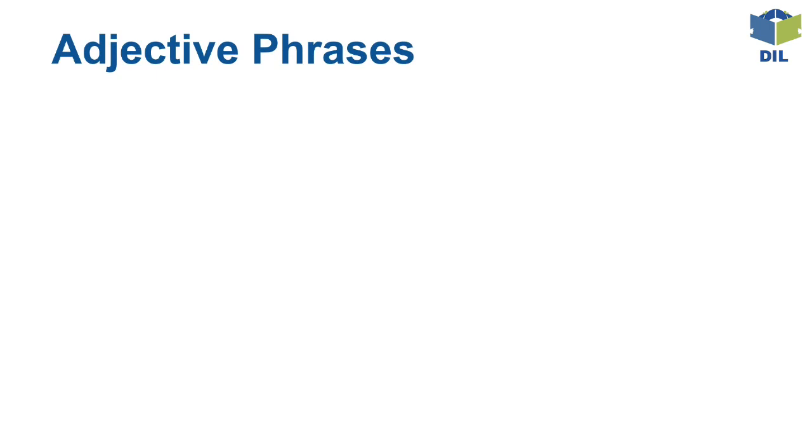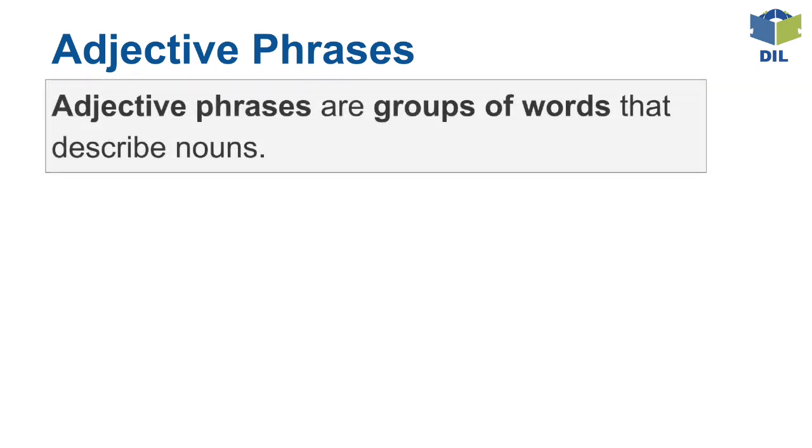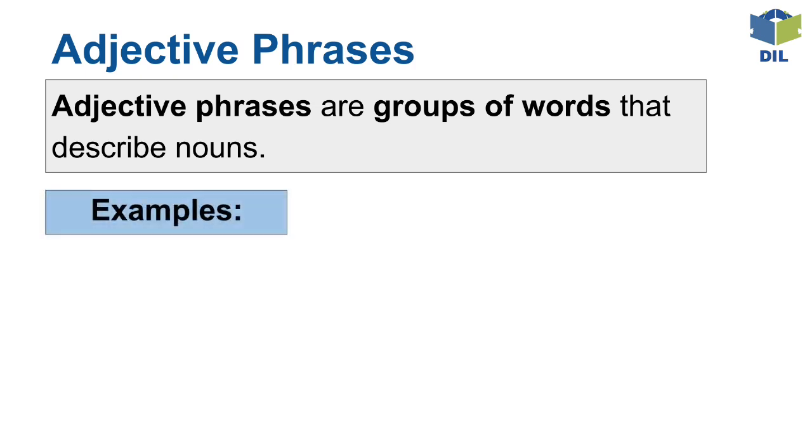Now that we have reviewed adjectives, let's talk about adjective phrases. Adjective phrases are groups of words that describe a noun. Knowing how to use adjective phrases can help you write more descriptive sentences. Let's look at some examples.